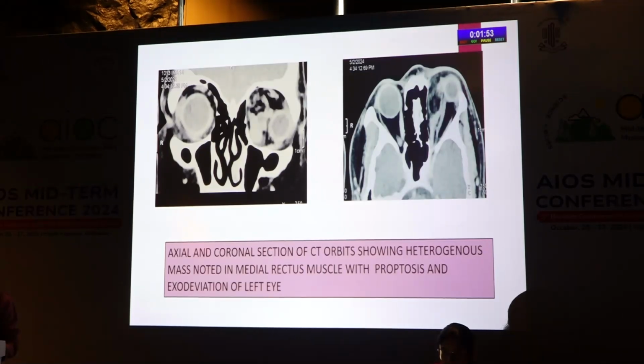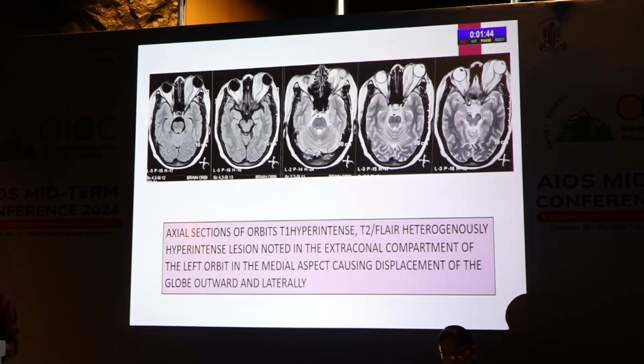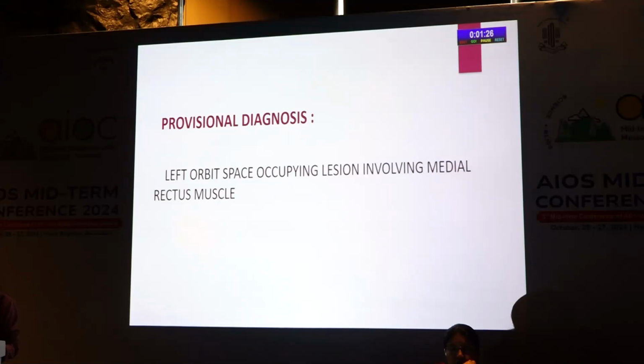And this is the CT, axial and coronal sections, showing a heterogeneous mass noted in the medial rectus muscle with proptosis and exodeviation of the left eye. And MRI showing hyperintense lesions in the extraconal compartment of the left orbit in the medial aspect, causing displacement of the globe outwards and laterally. You can see a fusiform enlargement of the mass in the medial rectus in the third, fourth and fifth photographs. And a provisional diagnosis of left orbit space occupying lesion involving the medial rectus muscle is made.